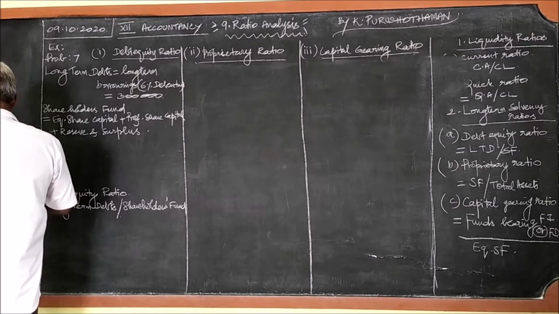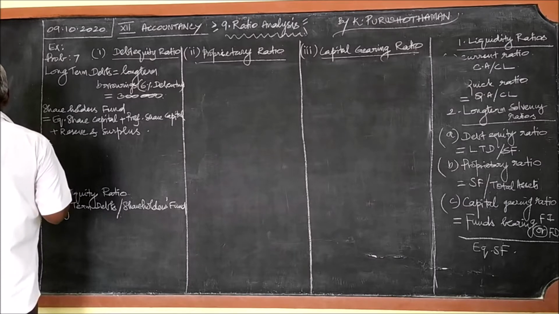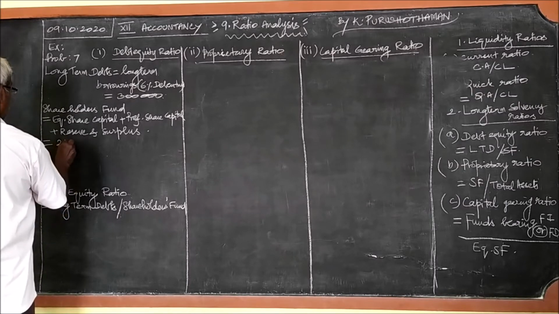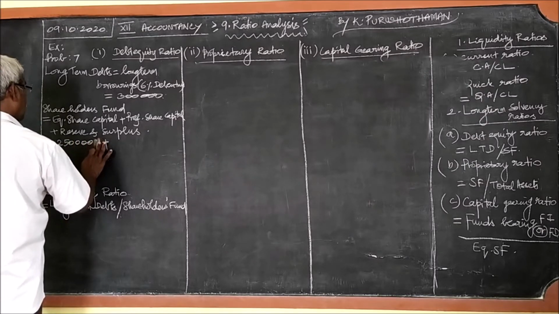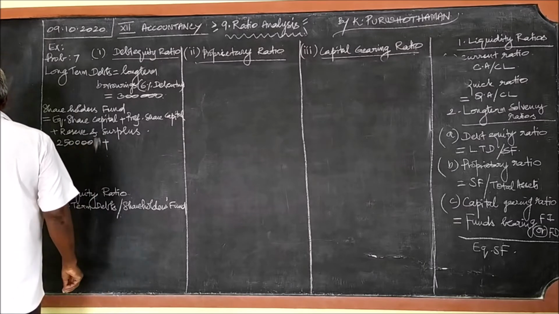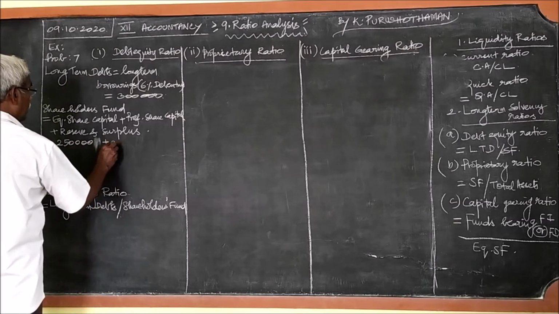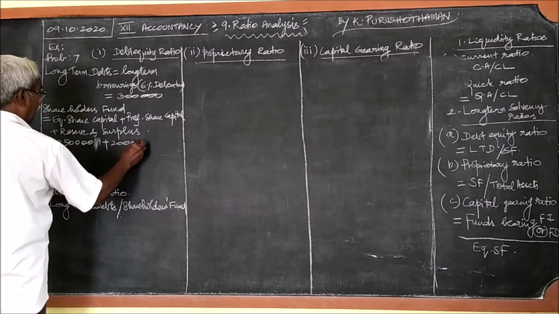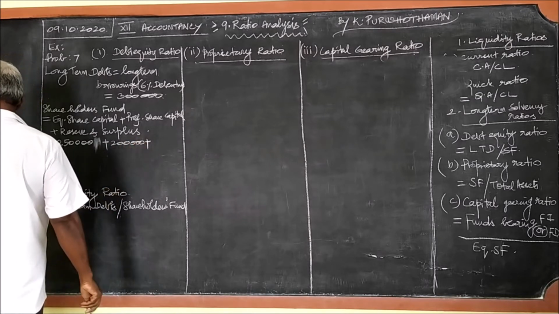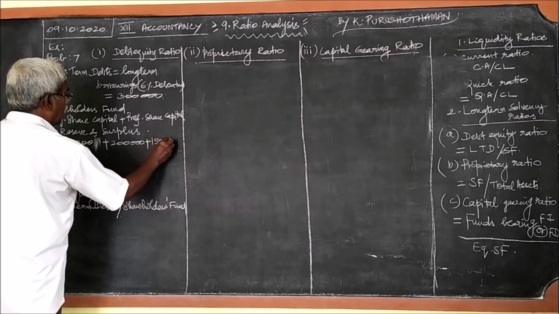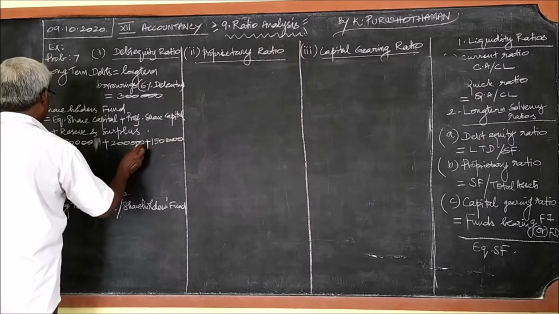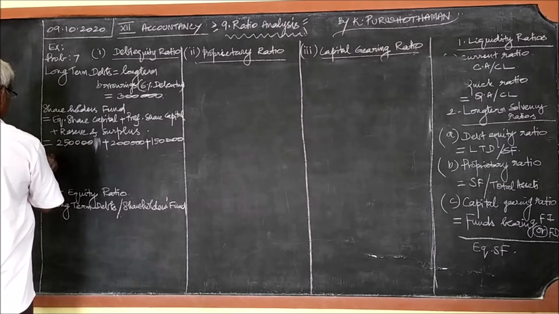Under 7. Equity share capital 2,50,000 plus preference share capital 2 lakhs plus reserves and surplus 1,50,000. Totally 6 lakhs.